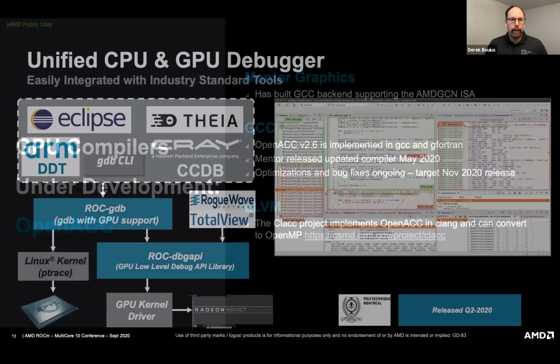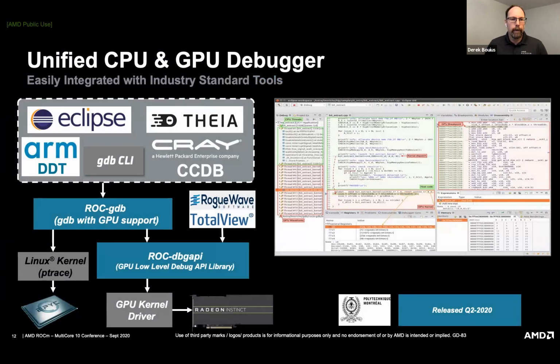So along with the compiler, it's useful to have a debugger that's unified with the CPU. And we've done this with ROCgdb. So this integrates into the standard GDB command line interface. And we're working with the partners to create the graphical environments that people are accustomed to using. The advantage here is that you can step through your code from your CPU threads, see what's running on your GPU, and what's happening in the registers in both devices, as well as your memory settings.